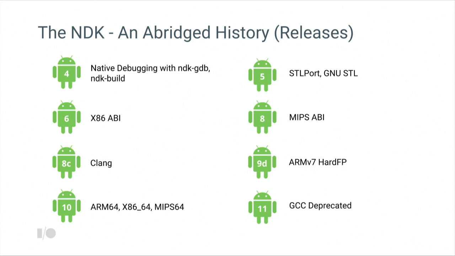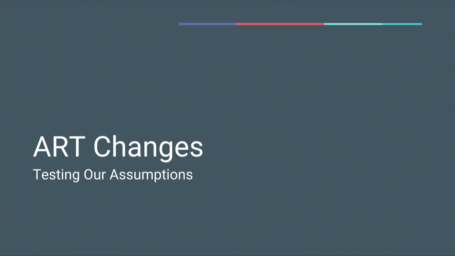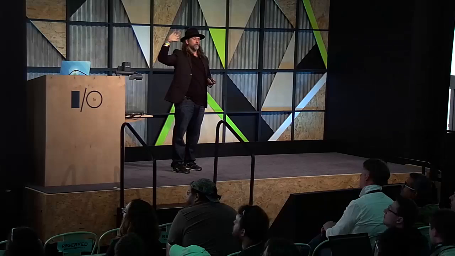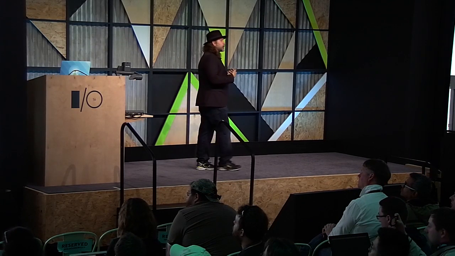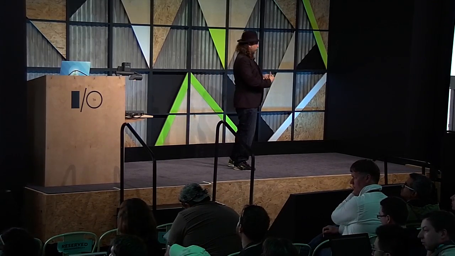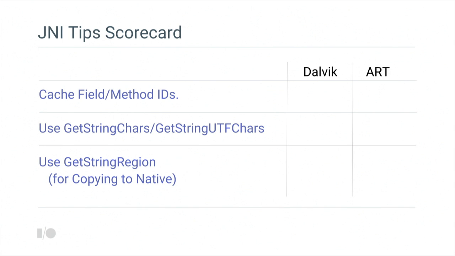But again, this talk isn't just about the NDK, it's also about ART. So what I did was I was really curious, like ART is a totally different beast than our previous runtime. So how does it affect the NDK? And so what I did is I went through the perf JNI article. I mean, probably everyone's read this perf JNI article, right? Like, yeah, or if you haven't, you really should. Because the real question I wanted to know was, do these tips actually make sense in an ART world? And so we're gonna keep a scorecard for both ART and Dalvik for each one of these tips. And so let's go through them.